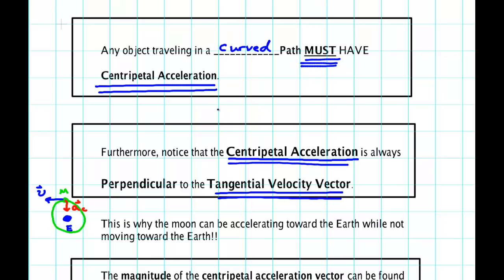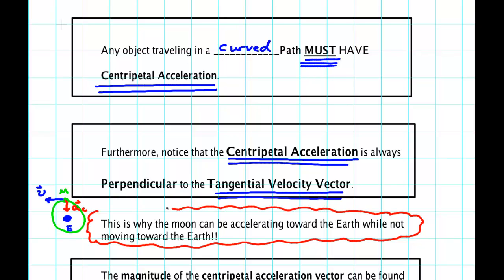This type of acceleration is perpendicular to the actual direction the object moves. I'll tell you something even more exciting. The Earth is accelerating toward the sun. I didn't say it's going to hit the sun, but it is accelerating to the sun because it's following a curved path in which the sun's at the center of the circle. So, this is why the moon can be accelerating toward the Earth while not moving toward the Earth.